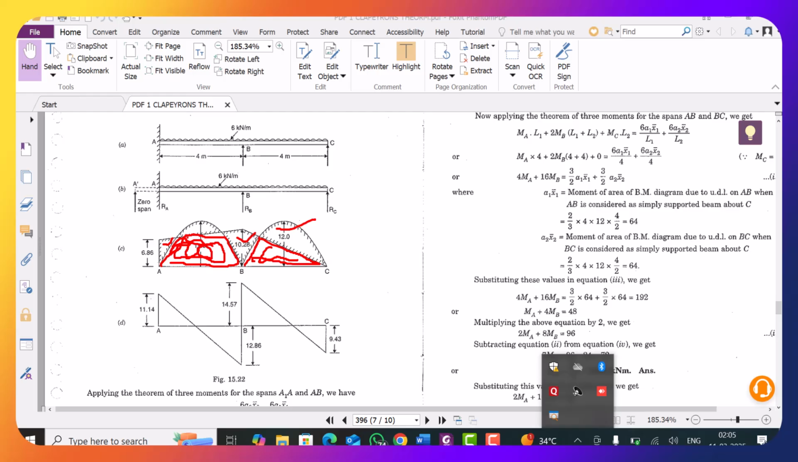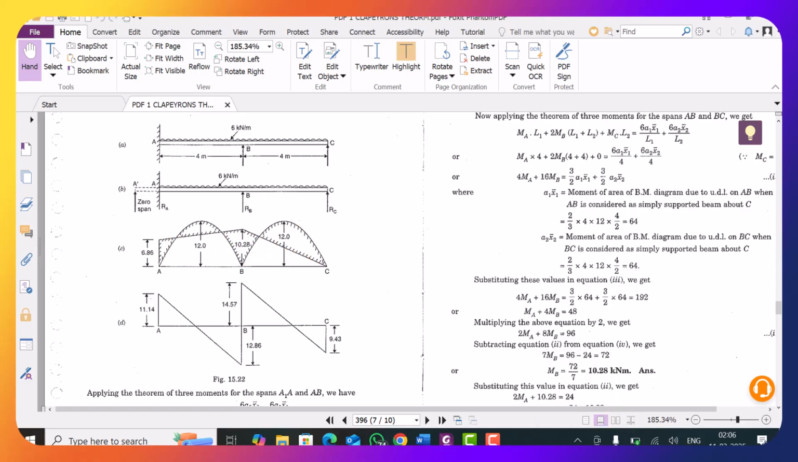This portion indicates that here the hogging moments develop, and this indicates that the sagging moments develop. Depending upon the hogging and sagging moments, we decide in which zone we should place the reinforcement. That is the practical application of structural analysis. So I think enough for this lecture, and the concept of Clapeyron's theorem might be clear to all of you. If time permits, I shall again explain a few examples.